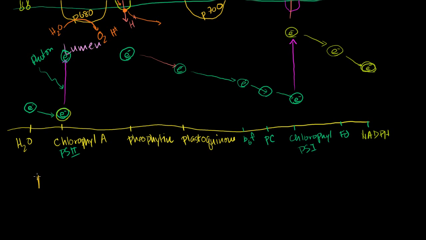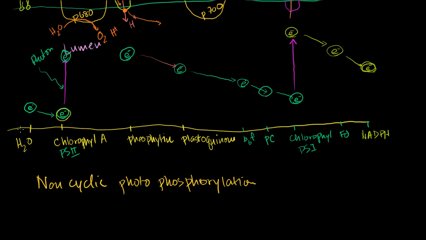But this idea of an electron going from water to NADPH is called non-cyclic photophosphorylation. And it's called non-cyclic because you're not reusing the same electrons over and over again. The electrons start off, depending how you view it, in chlorophyll or the water, and they end up in the NADPH.